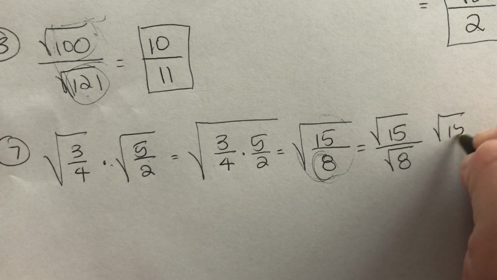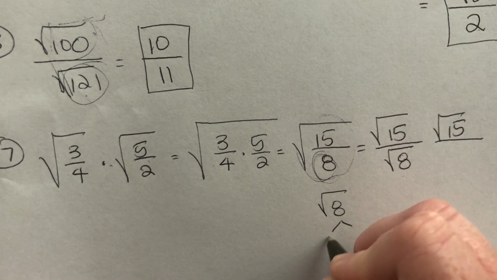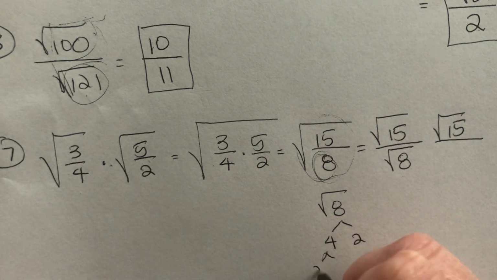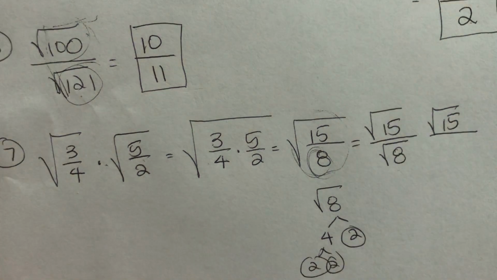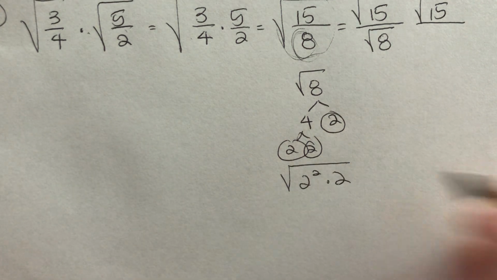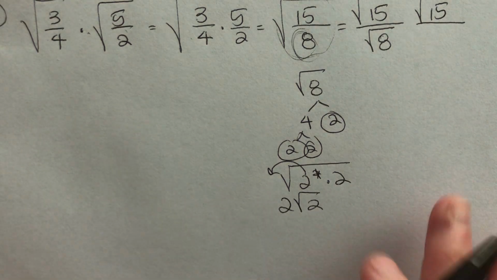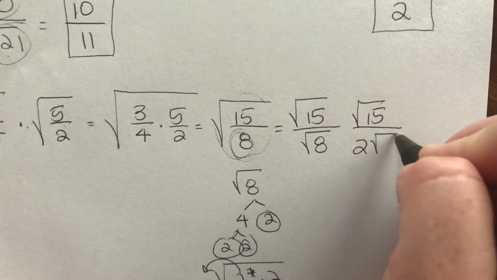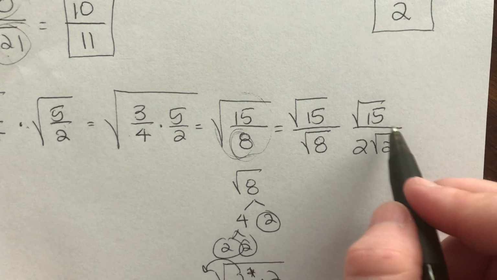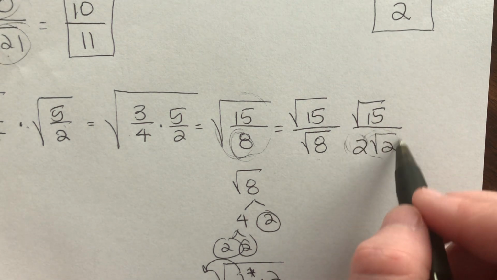I'm just going to stay square root of 15 on top. Once I factor the bottom, square root of 8, I can do it 4 and 2, 2 and 2. I'm just factoring. So this is the same as 2 squared times 2. So this 2 is going to hop out front. 2 square root of 2. All right. 2 square root of 2. So I do not want this radical sign on the bottom. I can have this 2, that's fine. I just can't have the radical.